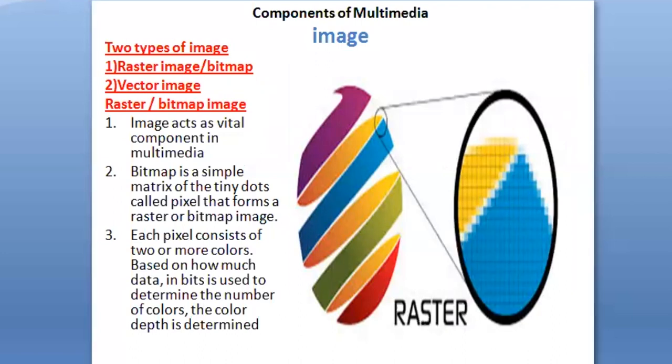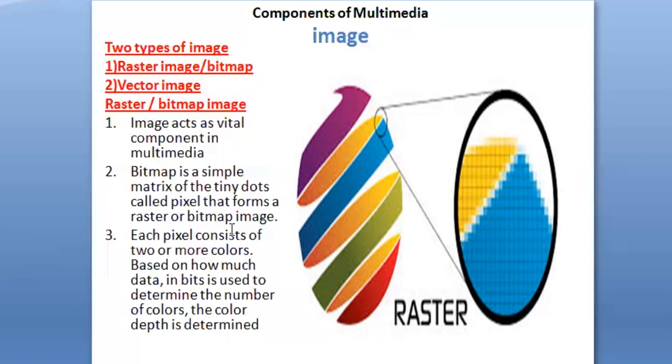They say image is one of the vital components of multimedia, and they divide images into two types. The first type they call raster image or bitmap image. The second type we call vector image. First we will see what a raster image is. Raster images can also be called bitmap images.